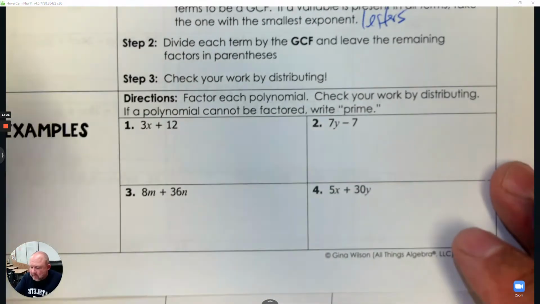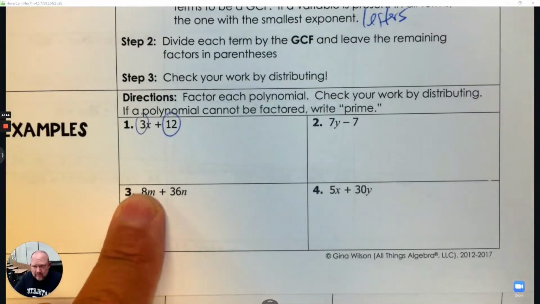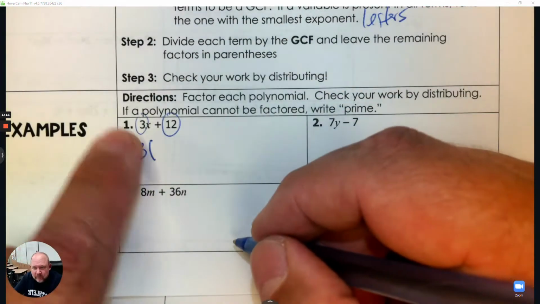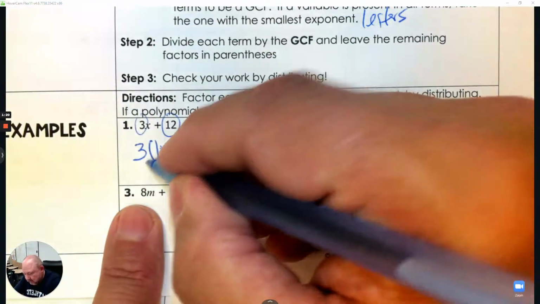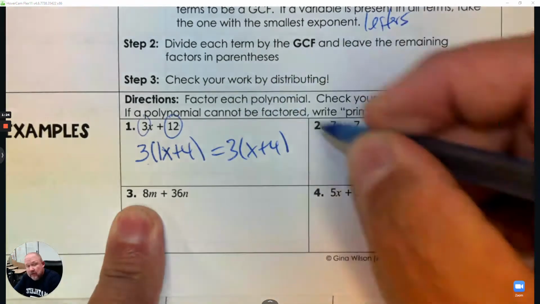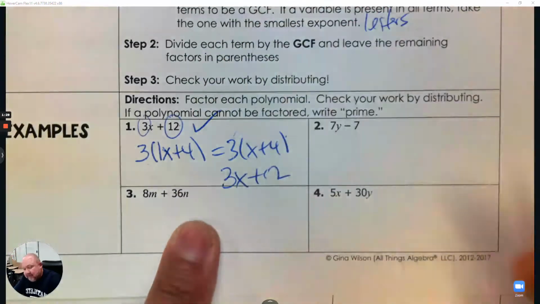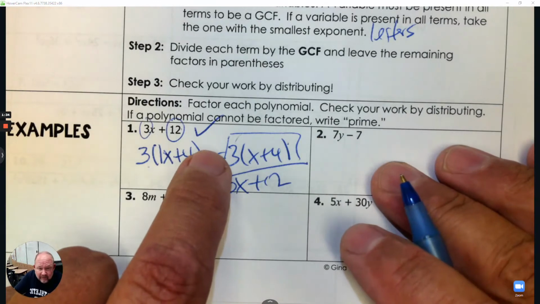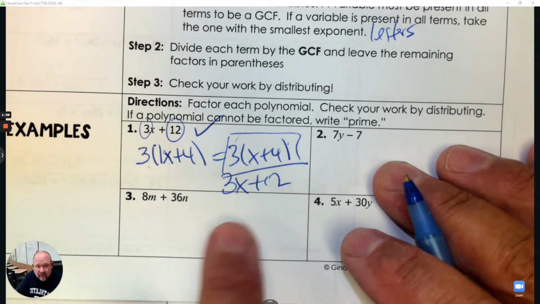So if I look at number 1, I'm looking at 3 and 12, and I'm looking at what's the largest number that goes into both evenly. What number do they share? That's 3, because 3 goes into 3 once, and there's x left over, and 3 goes into 12 4 times. And if you want to, you can distribute, so you can multiply and see if it equals what it was before. But in this case, this is what it looks like, and we say 3 is a factor, and x plus 4 is a factor. So each part multiplying is called a factor.